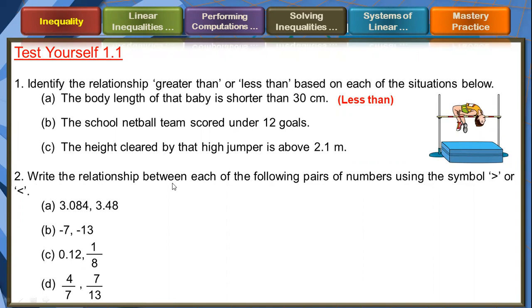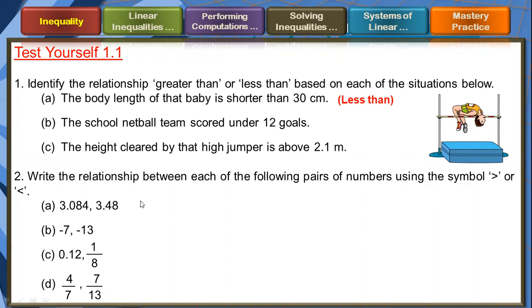Write the relationship between each of the following pairs of numbers using the symbol greater than or less than. For A, we have 3.084 and 3.48. For B, we have -7, -13. For C, 0.12 and 1 over 8. And for D, we have 4 over 7, 7 over 13.